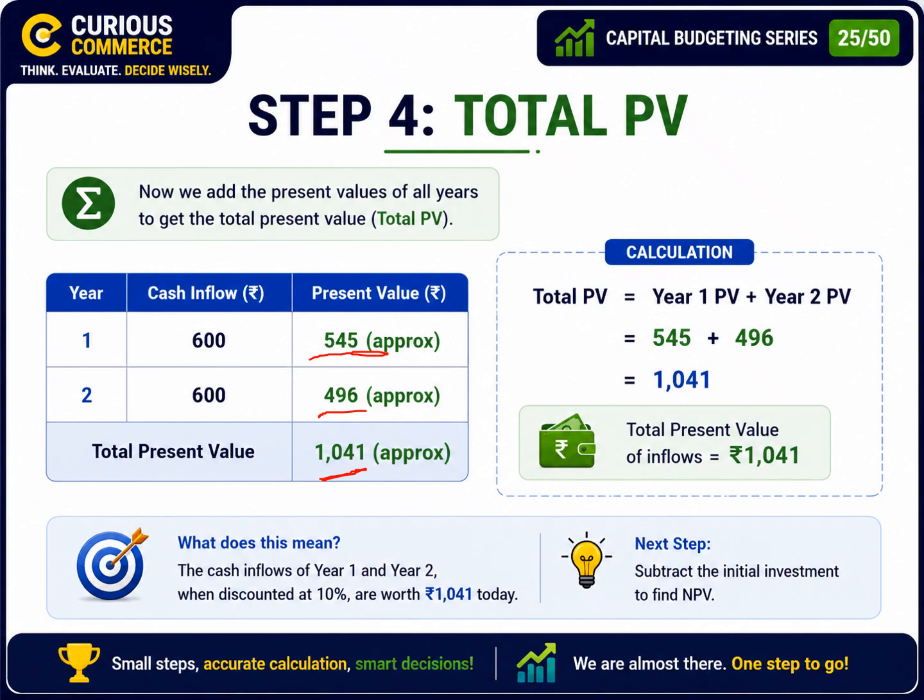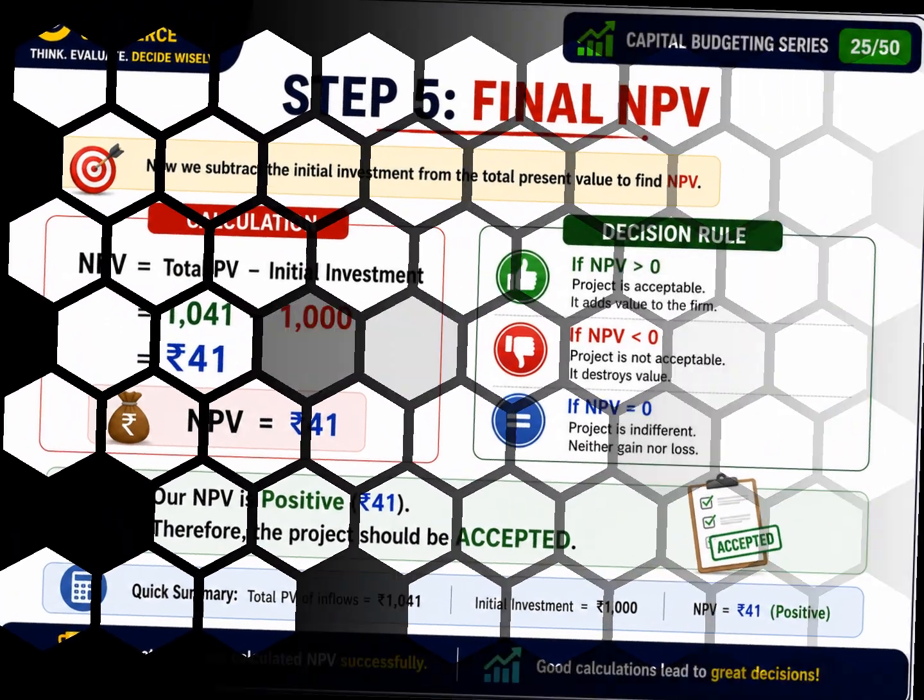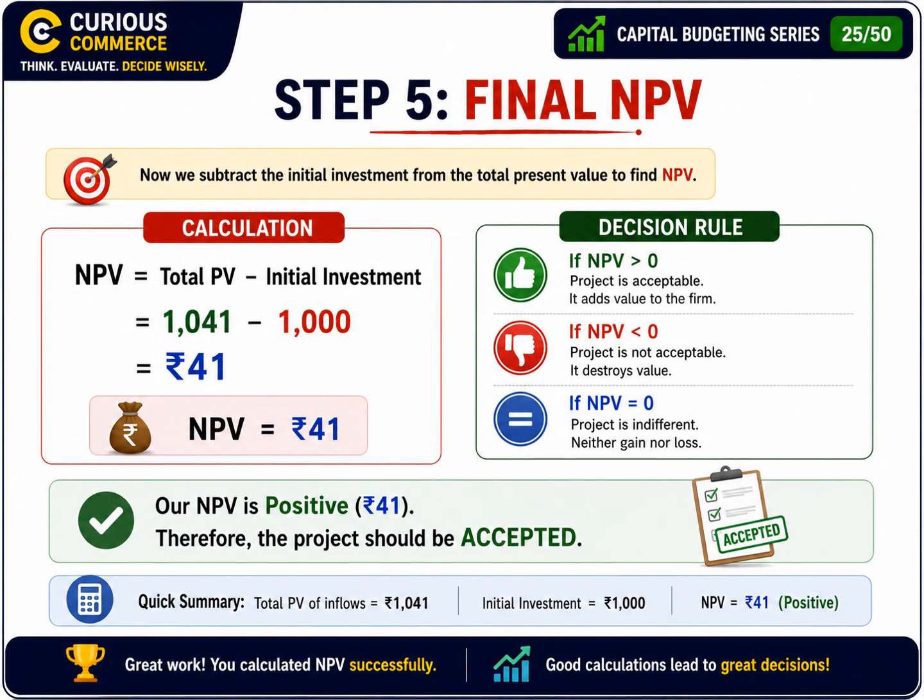Many students stop calculating here by mistake. But NPV calculation is incomplete without subtracting investment. The formula is NPV equals total present value of cash flows minus initial investment. Total present value is 1041. The initial investment is 1000. 1041 minus 1000 is 41.